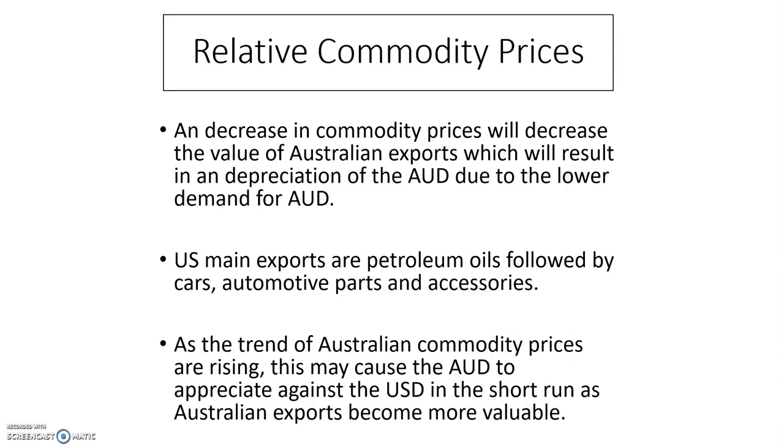The US mainly exports petroleum oils and automobiles. As the trend of Australian commodity prices is rising, this may cause the Australian dollar to appreciate against the US dollar in the short run as Australian exports become more valuable.